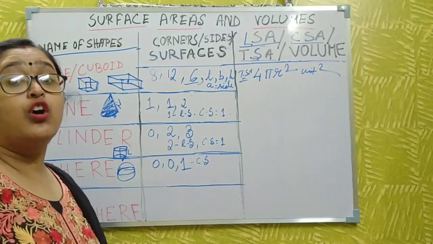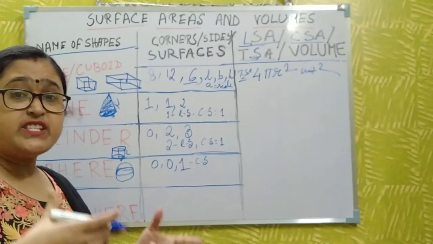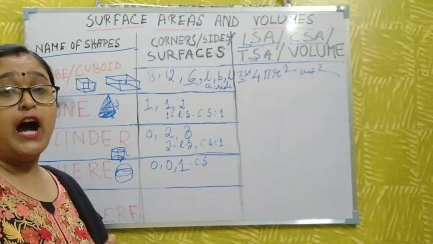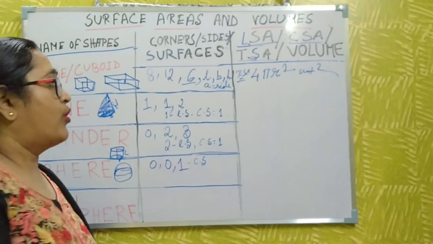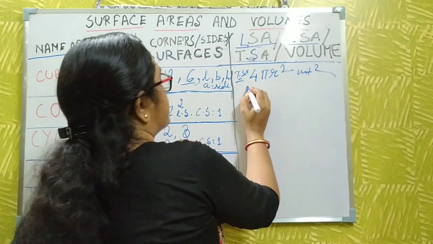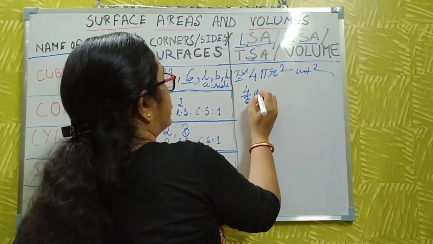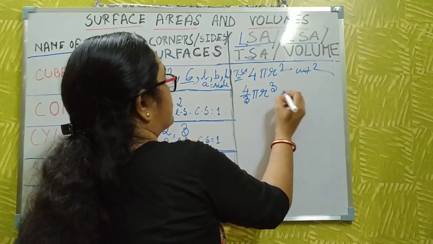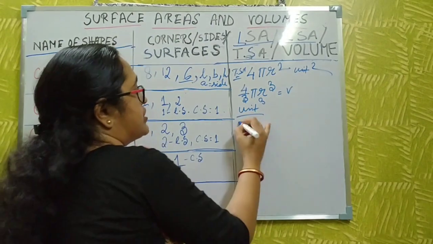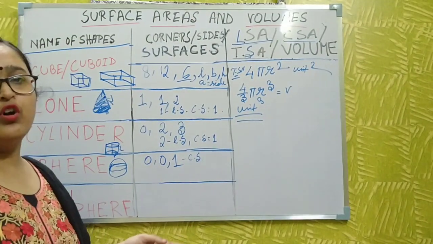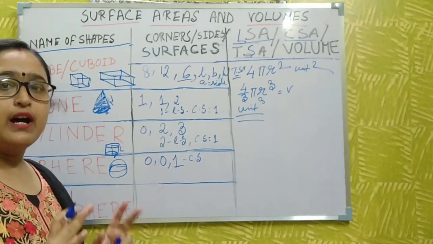Now the question is volume. What is the volume? How many spaces in the football? How many gases you filled in the football? This is the volume. The volume of sphere is 4/3 pi r cube. You obviously write unit cube. Okay, this is the volume of the sphere. Understood?